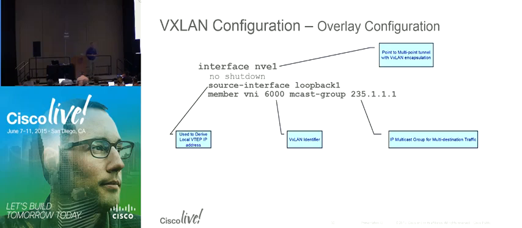All right, so the other thing we need to add is what do we actually want to extend? And there you see the member VNI of 6000, which is my layer 2 segment I'm actually creating there. That could be the orange or the green, which I showed before. And behind that, you see the multicast group, which is taking care of my BUM traffic, my multi-destination traffic in this specific configuration here.